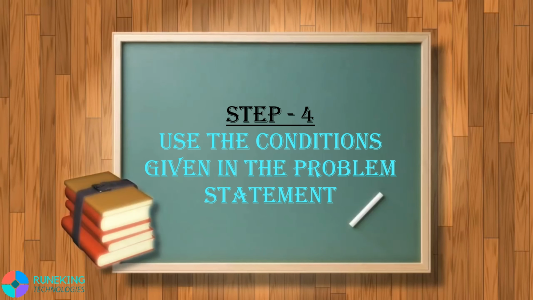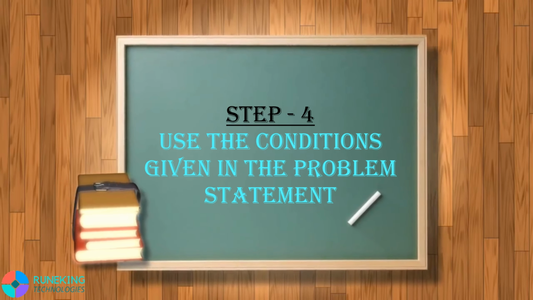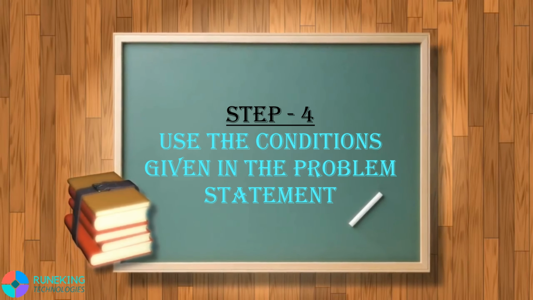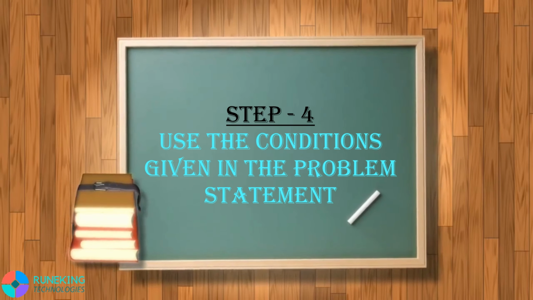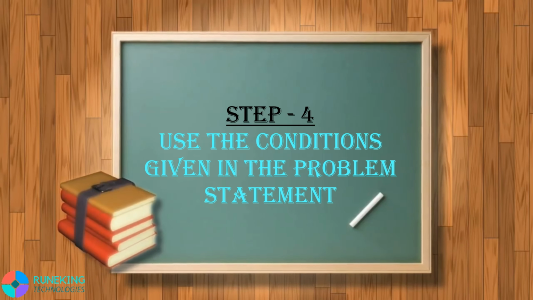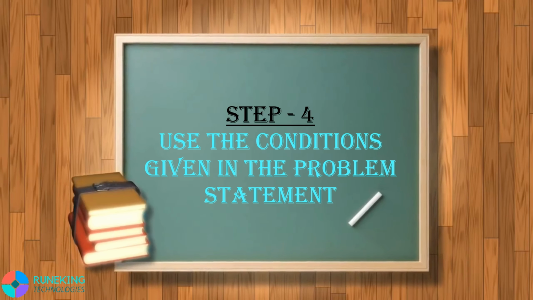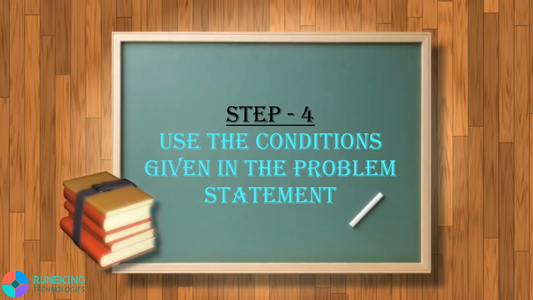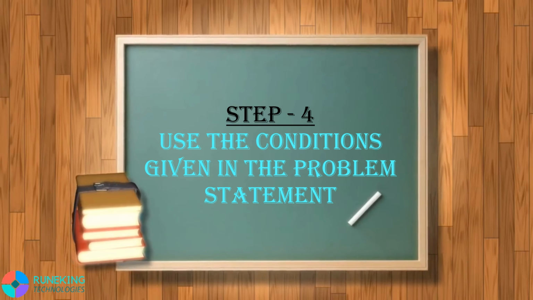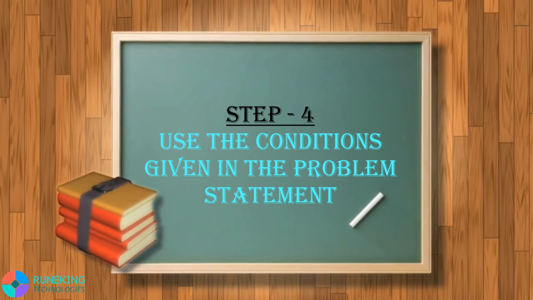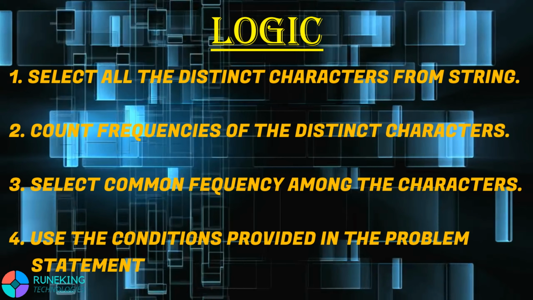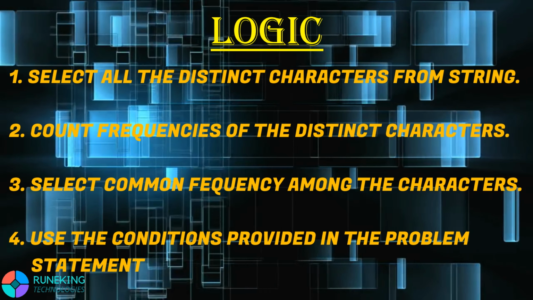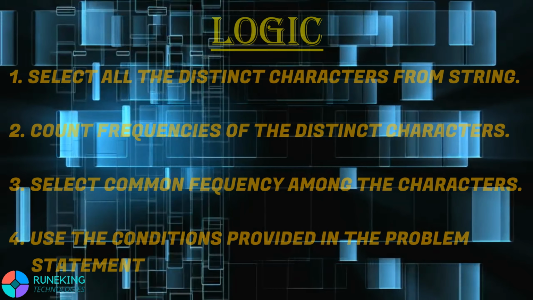Then after this we will use a condition which is given in the question. That means we can check whether all the distinct characters have the common frequency. If it is so, then we will return yes. Otherwise, the second condition we will use is that we can remove one character at one index in the string. If it satisfies, then we will return yes, otherwise we will return no. So this is our logic. Now as we have created our logic, it's time for the coding. So let's implement this logic and solve this problem.